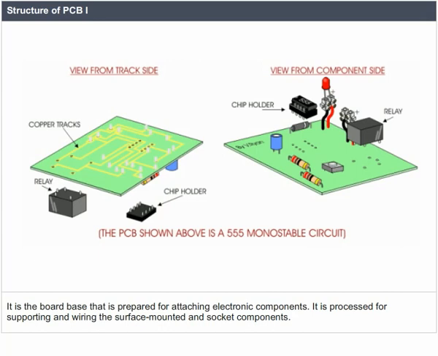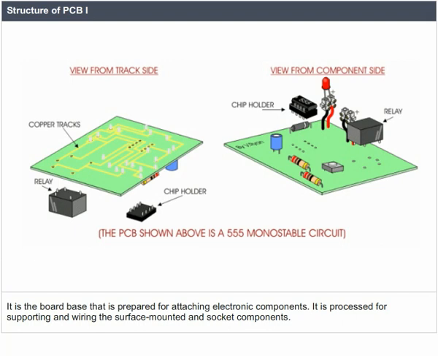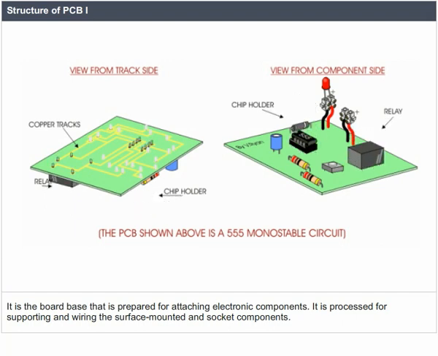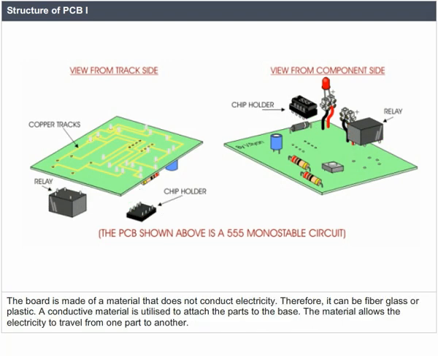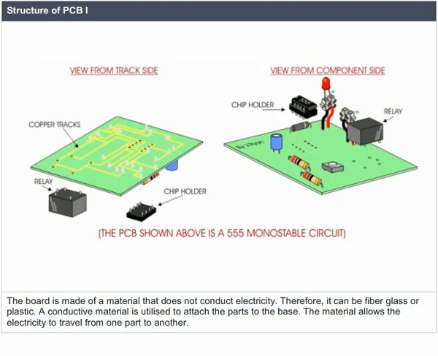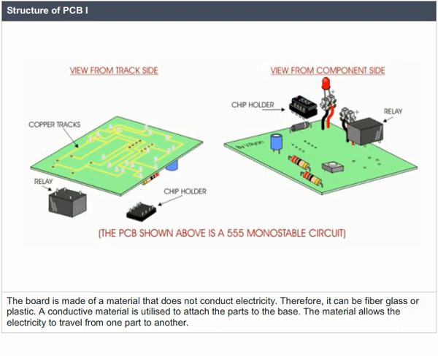Structure of PCB. 1. It is a board base that is prepared for attaching electronic components. It is processed for supporting and wiring the surface-mounted and socket components. The board is made of a material that does not conduct electricity. Therefore, it can be fiberglass or plastic. A conductive material is utilized to attach the parts to the base. This material allows the electricity to travel from one part to another.